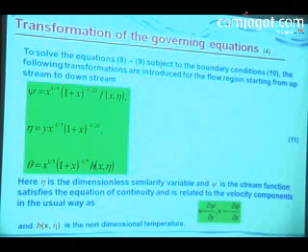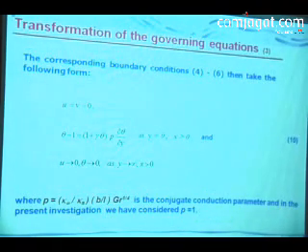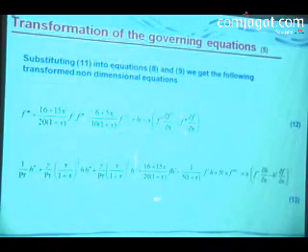Here we use the stream function, the similarity variable, and h(0) is the surface temperature, and h is the dimensionless temperature. Then we get the two equations. The first equation, equation 12, represents the momentum equation, and the second is the energy equation.